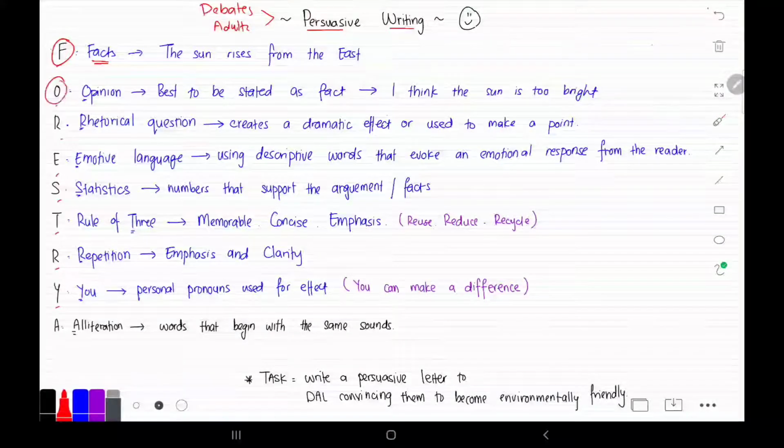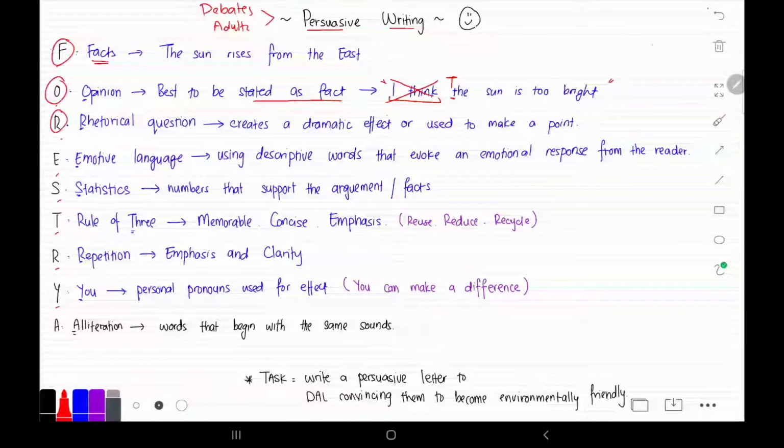We support our facts with our opinions. Opinions in persuasive writing are best stated as a fact. For example, an opinion is, I think the sun is too bright. This is known to be an opinion because of the phrase, I think. It can also be switched to the phrase, I believe the sun is too bright. If we want this opinion to be stated as a fact, we're simply going to cancel out I think. So it's going to start with, the sun is too bright.